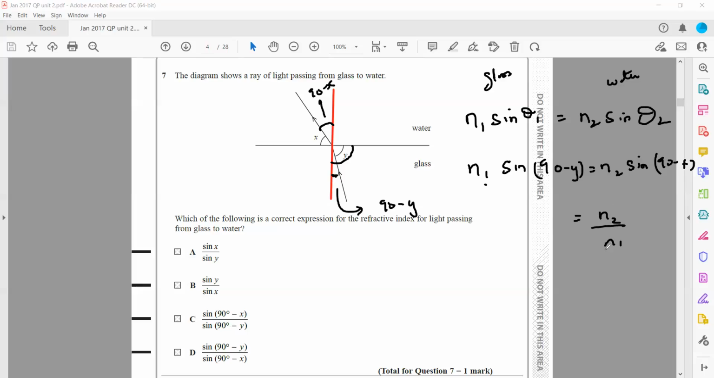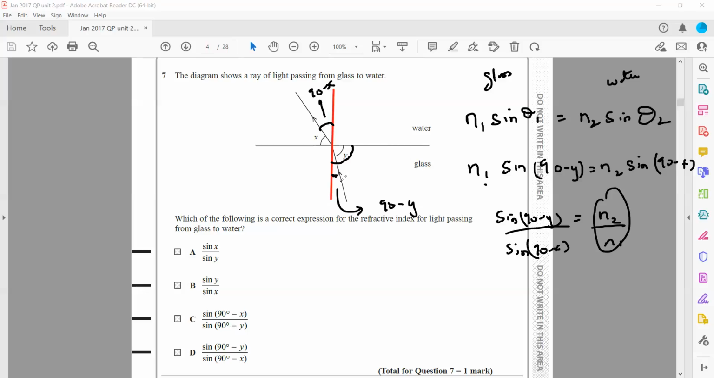Because from medium 2 divided by medium 1, when we simplify, this will be sine 90 minus y divided by sine 90 minus x. So n2 over n1 is actually the ratio between the two refractive indices when the light is moving from glass to water.